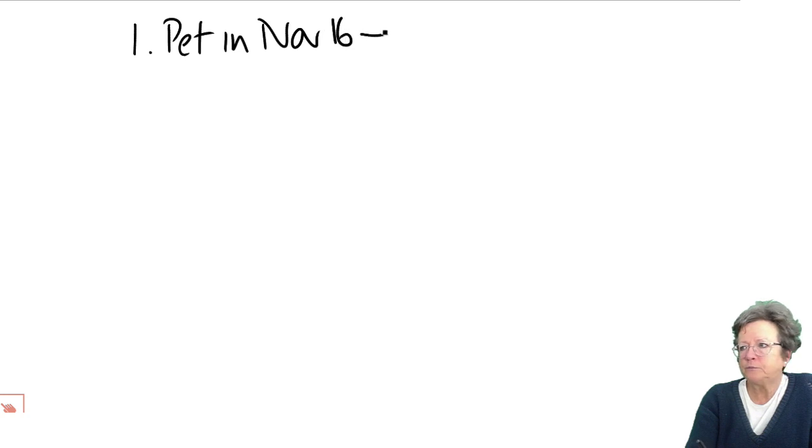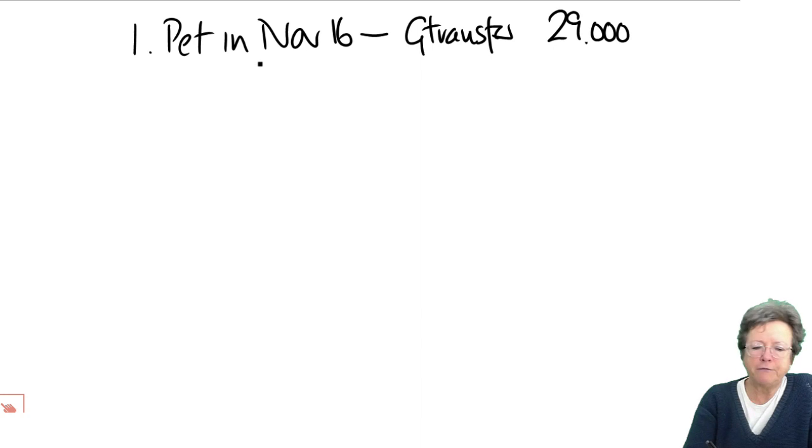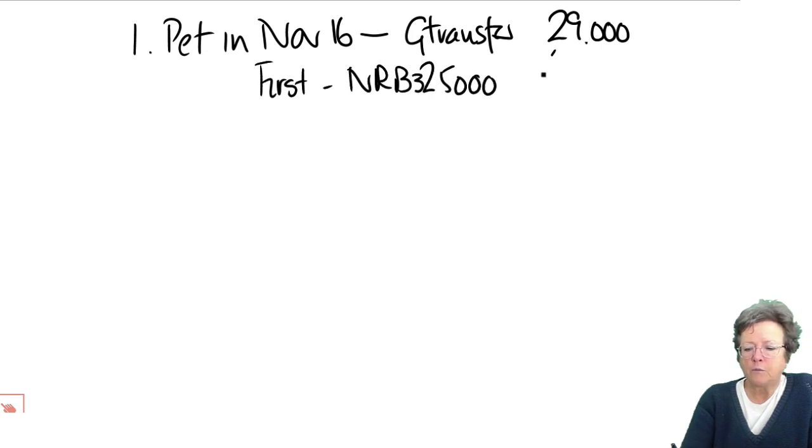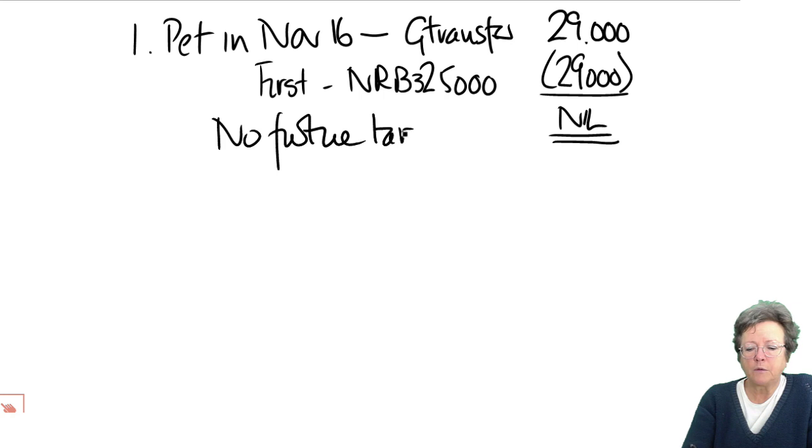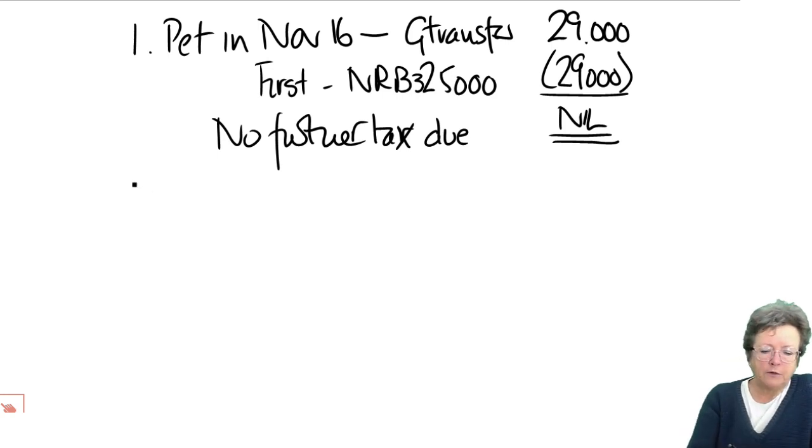Okay, so the first one was the PET in November 16. The gross transfer was 29,000. As this was the first gift, the nil rate band of 325,000, we can use that number there. So that PET, there is no further tax due. Let's look at the second one.